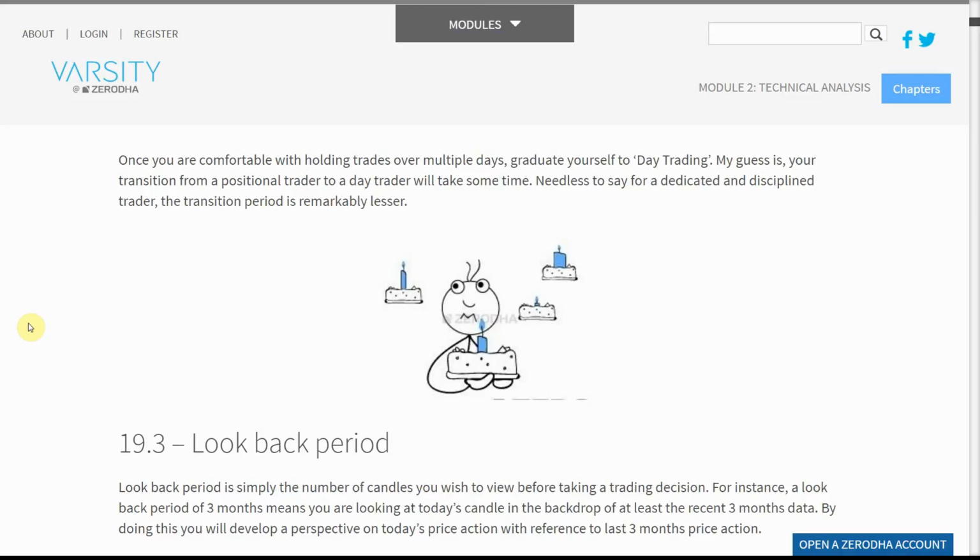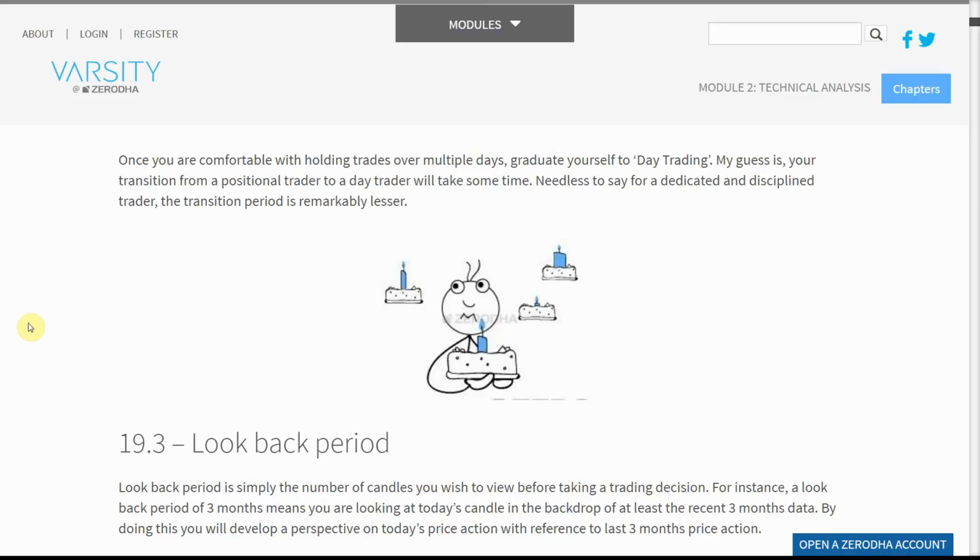19.3 Look-back period. Look-back period is simply the number of candles you wish to view before taking a trading decision. For instance, a look-back period of 3 months means you are looking at today's candle in the backdrop of at least the recent 3 months data. By doing this, you will develop a perspective on today's price action with reference to the last 3 months price action.